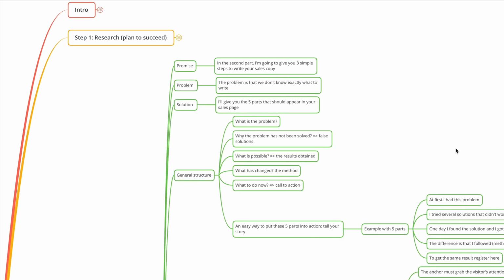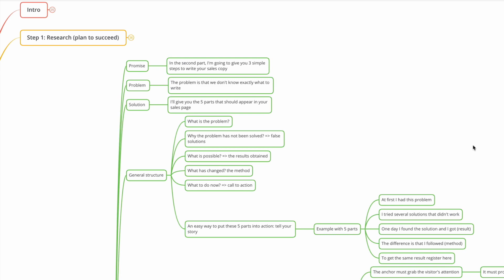So the first part is, what is the problem? Okay. The second part is why the problem has not been solved. So that's like the false solution. So what people usually try and they fail. So then the third part is what is possible. For example, the results that you have obtained yourself. The fourth part is going to be what has changed. So that's the method. And the last part is what to do now. So that's where you're going to have your call to action.